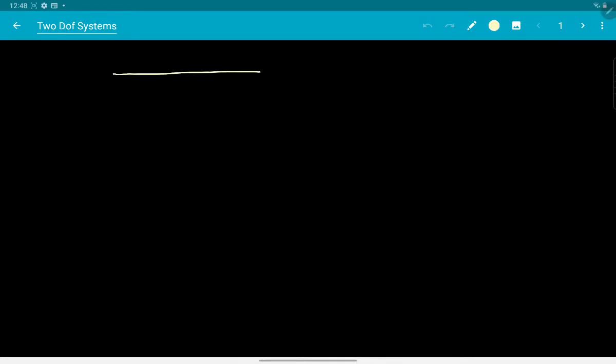There was a bar, and that bar was hinged over here at a certain location, and then it was having spring supports at the end, right? So this was a single degree of freedom system. This bar was rotating about this hinge, and that was the degree of freedom that we were considering.